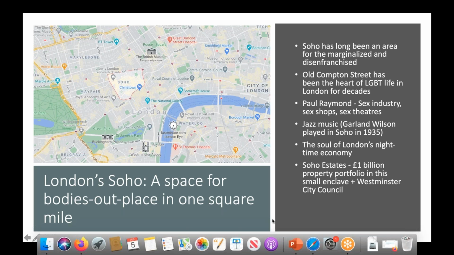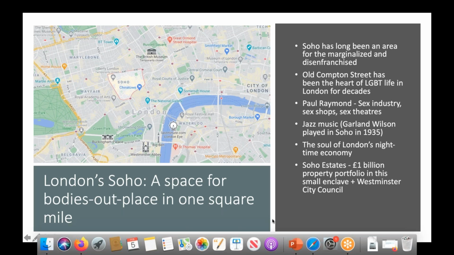Soho is really well known for jazz music and was very open to African American and Black musicians at a time when they weren't welcome in other parts of London. Garland Wilson, quite a famous African American jazz musician, played at the opening of one of Soho's largest jazz venues in 1935. So we can see that this is far more progressive than even the policies we had in Manhattan. Soho has really welcomed a wide range of people, and it's always been a place where people who are a little bit different can come together and be together.